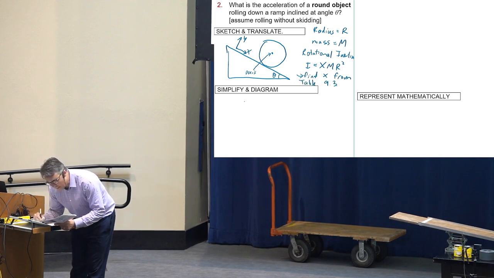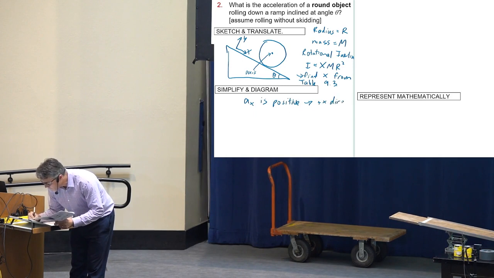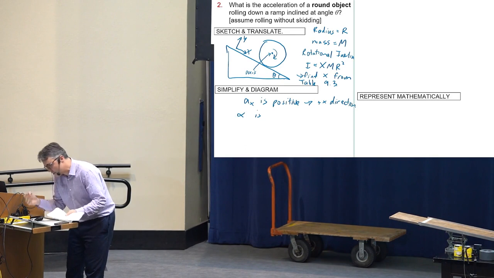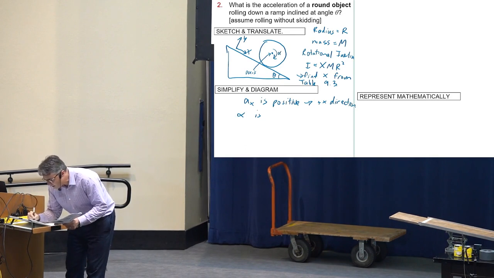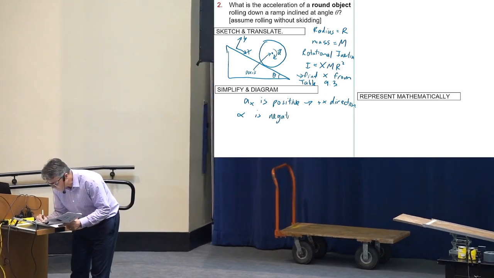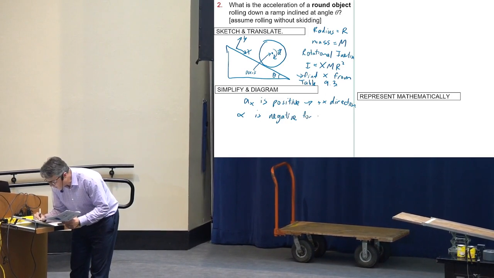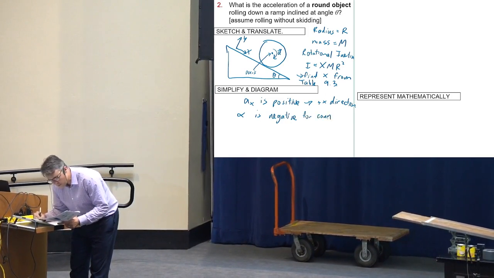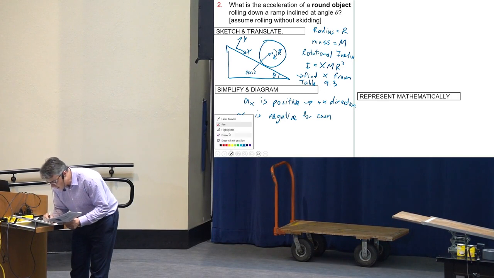So a_x is positive, the way we've set this up, in the plus x direction. And alpha, the whole thing is rotating this way and it's speeding up. So I think if that's the direction, alpha is negative, because it's not a clockwise acceleration, right?